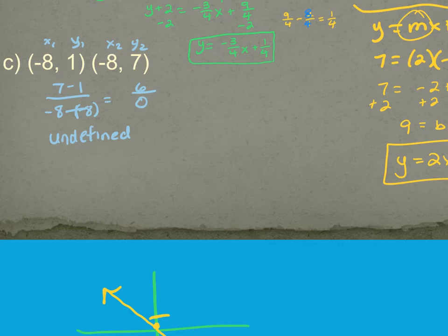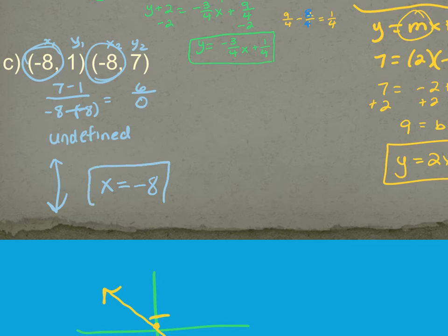No. So you have to know, okay, if the slope is undefined, what kind of line is it? A vertical line. And if it's a vertical line, what kind of equation is it? X equals. Look at what doesn't change, right? The X is the one that doesn't change. So this equation is X equals -8. And you cannot get there by plugging in because you can't plug in undefined.